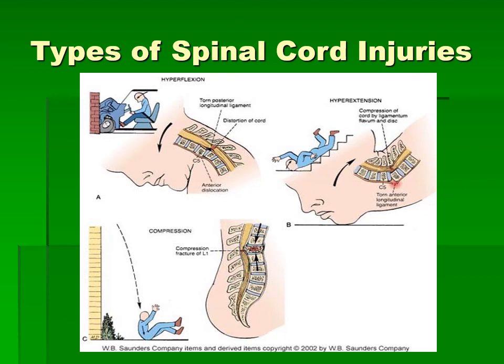These are types of spinal cord injuries. So this is hyperflexion. So you have a torn posterior longitudinal ligament and distortion of the cord here. Hyperextension, like in the case of this poor dude falling down the stairs. Compression of the cord by the ligamentum flavum and disc. Torn anterior longitudinal ligament. And there's your injury. And then a severe fall, falling on your butt really hard, puts a lot of compression on the cord, and this compression fracture can lead to damage of the cord.